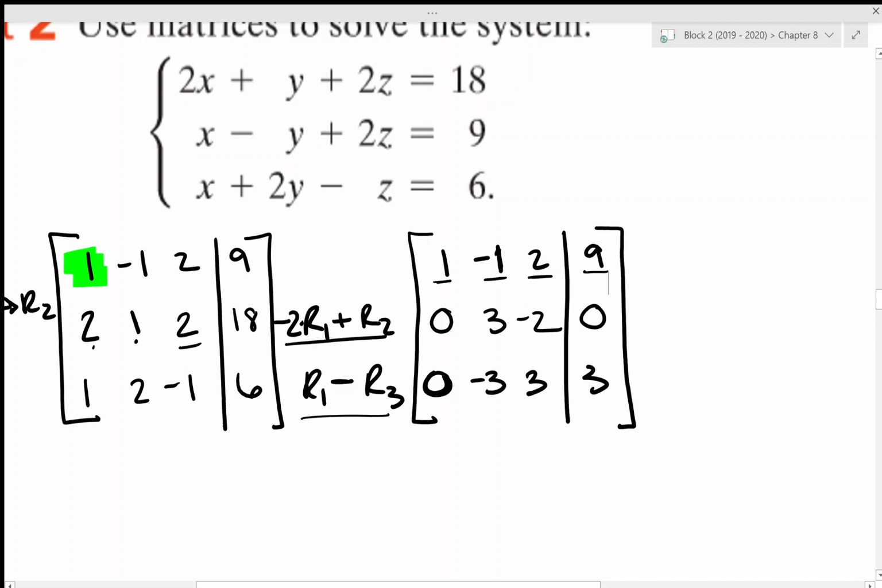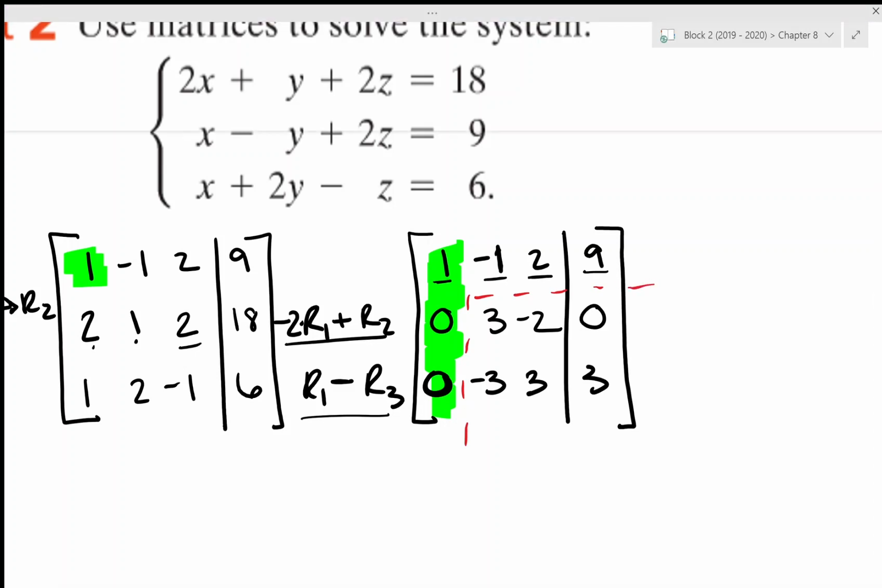So now that I have the 1 with the zeros perfectly aligned, in order to keep that column perfect, I'm going to want to ignore row 1.